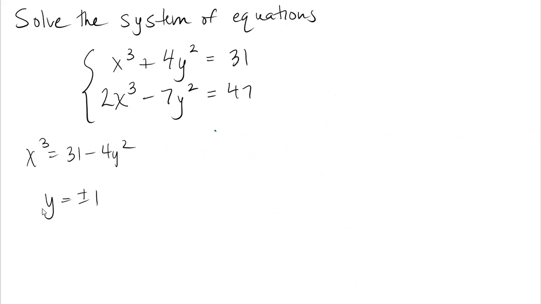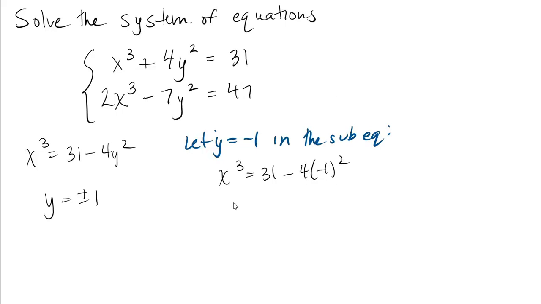Okay, so we've got our proposed values of y equals plus or minus 1, and our substitution equation was x cubed equals 31 minus 4y squared. I'm going to let y equal negative 1 in the substitution equation first. So I get x cubed equals 31 minus 4 times negative 1 squared. That's x cubed equals 31 minus 4, which is 27. And if x cubed equals 27, the only real solution of that is x equals 3. So we're saying that (3, -1) should be a solution.